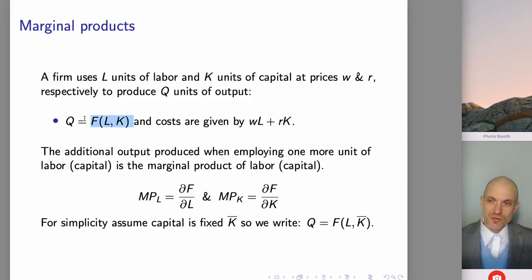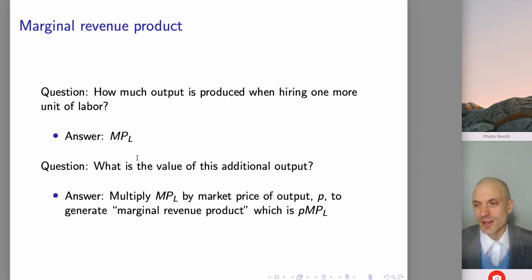I take the partial derivative of my production technology, which is a function of labor and capital, with respect to capital, and that'll give me my marginal product of capital. Sorry, I meant to say that before.